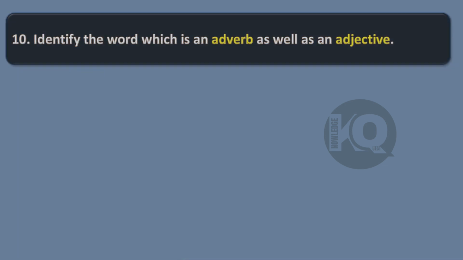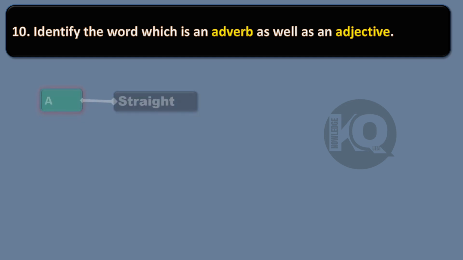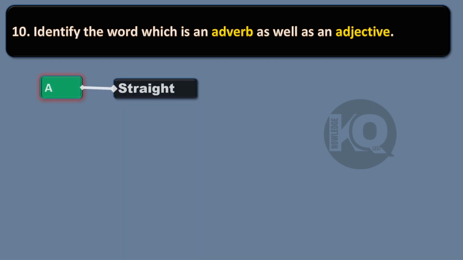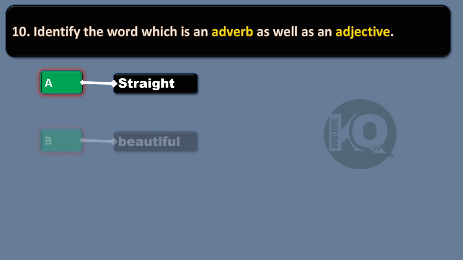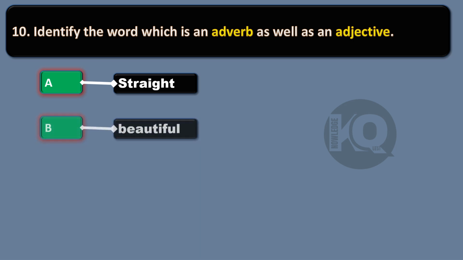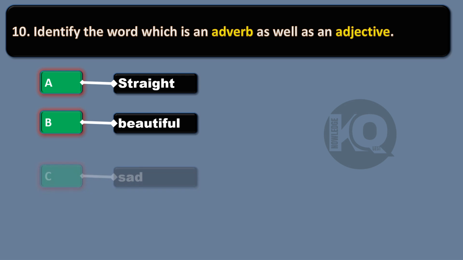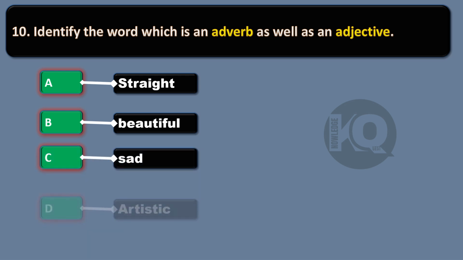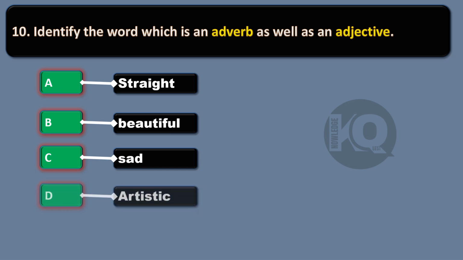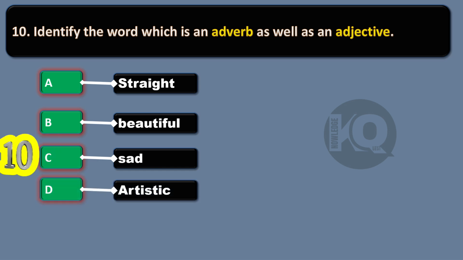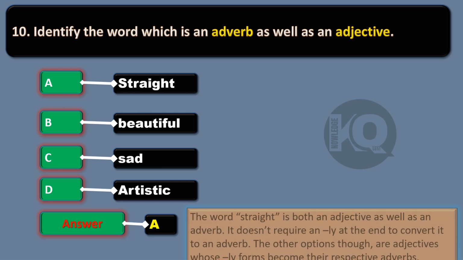Number 10. Identify the word which is an adverb as well as an adjective. A. Straight. B. Beautiful. C. Sad. D. Artistic. The answer is A. Straight.